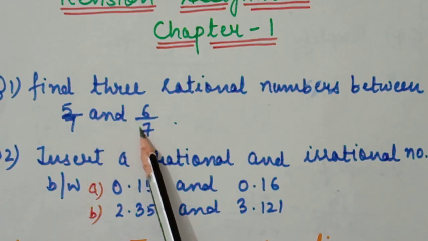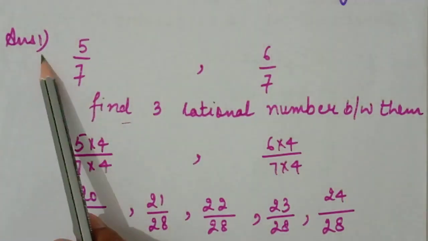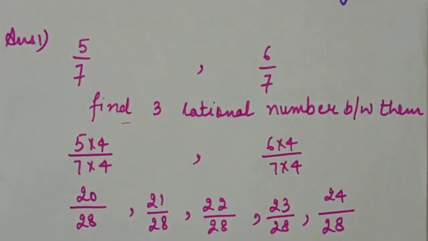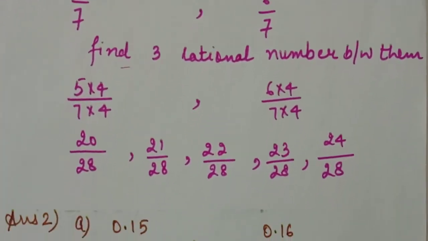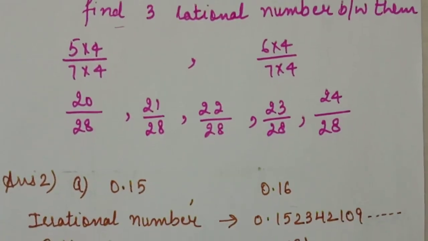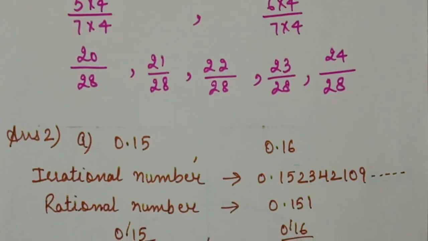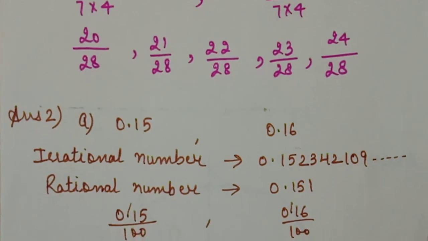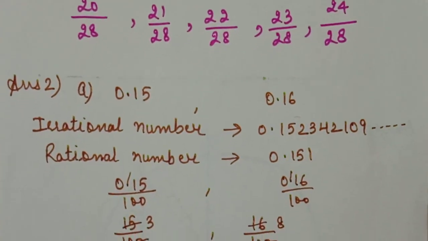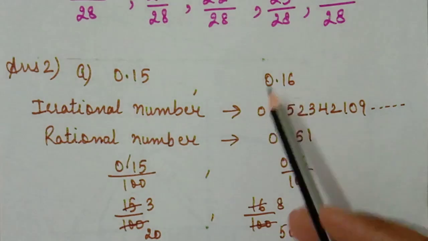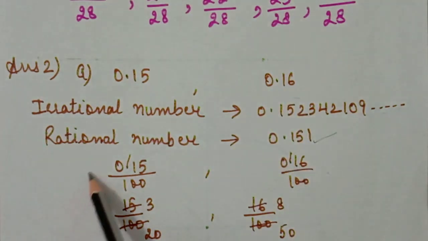This is your question number first and this is your question number 2 from your assignment. This is answer 1. And this is answer 2. First part, we will convert these two numbers into a rational number like this. This is the answer here also, and I only explain how we will convert this number into a rational number.